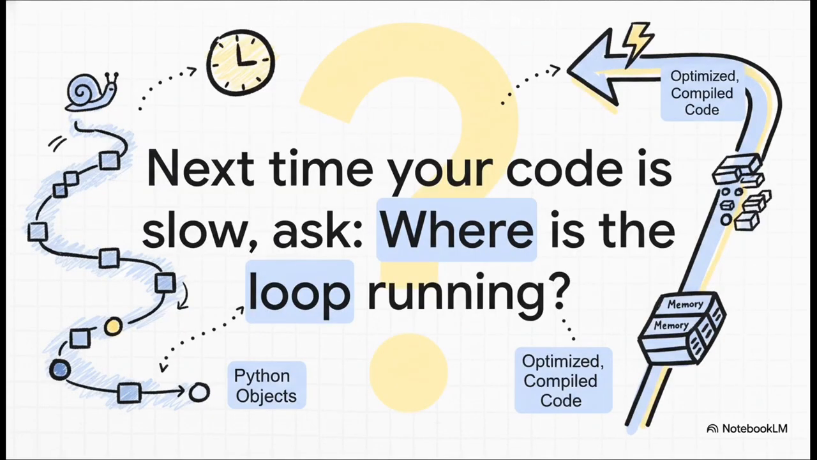So the next time you've got some Python code that's chugging along, I want you to ask yourself a different question. Don't just ask, why is this so slow? Instead, ask, where is my loop actually running? Is it running in Python, getting bogged down in all that object overhead? Or is it running in NumPy, flying through a clean block of memory? The answer to that question is what will lead you to faster, cleaner, and just plain better code.